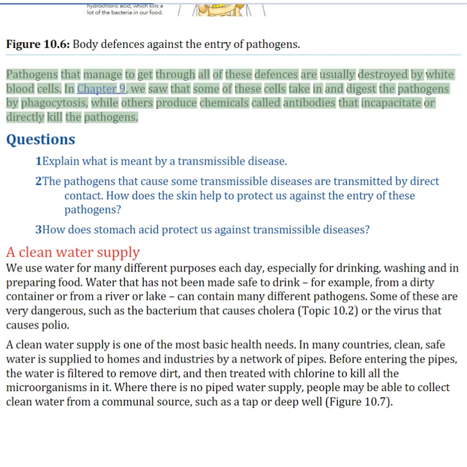Pathogens that manage to get through all of these defenses are usually destroyed by white blood cells. In Chapter 9, we saw that some of these cells take in and digest the pathogens by phagocytosis, while others produce chemicals called antibodies that incapacitate or directly kill the pathogens.